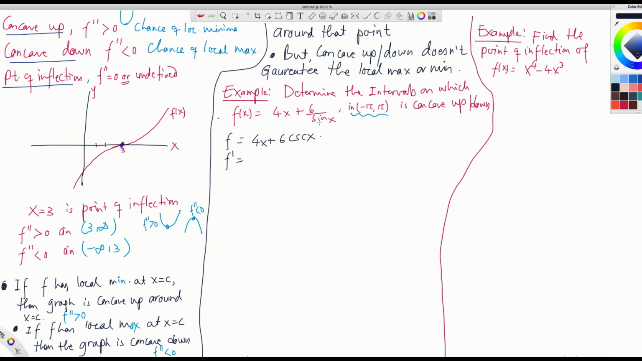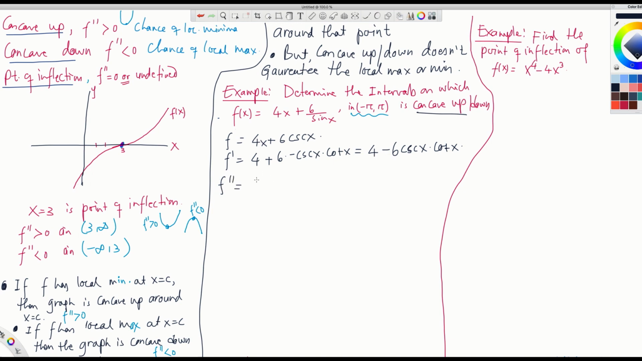6 times 1 over sine x is cosecant x, so 6 cosecant x. So 4 plus, what is the derivative of cosecant x? 6 times negative cosecant x times cotangent x. That is the same as 4 minus 6 cosecant x times cotangent x. This is the derivative. Now for concave up or concave down, we need the second derivative, right? Let's find the second derivative.